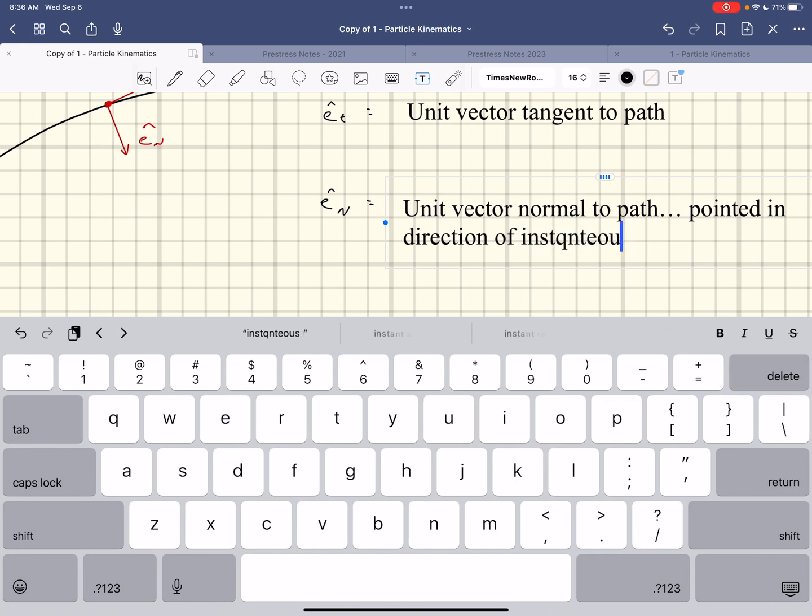Oh man. A popsicle stick. Oh man, I don't know. Also, I don't know how to spell instantaneous. It's always embarrassing when you can't even have spell check help you because you've spelled it so wrong that it's like, oh my god, what are you even trying to do?